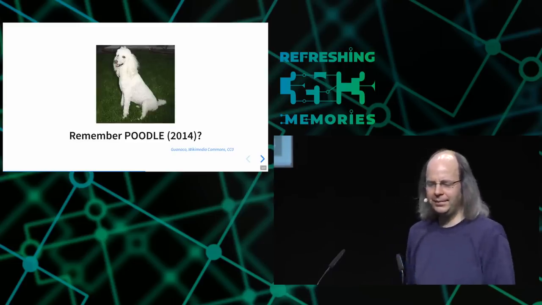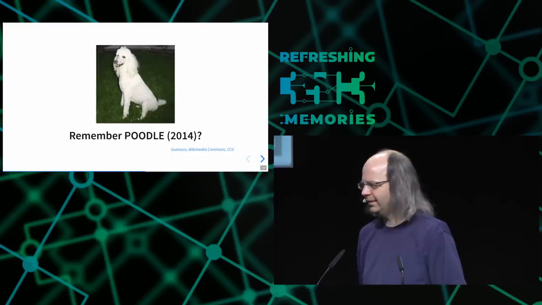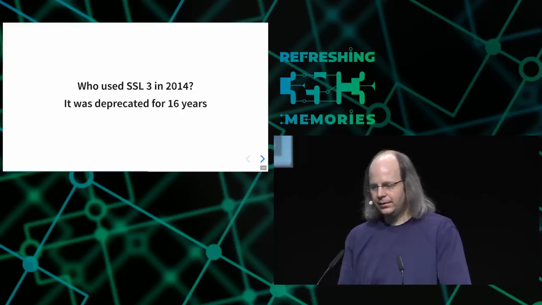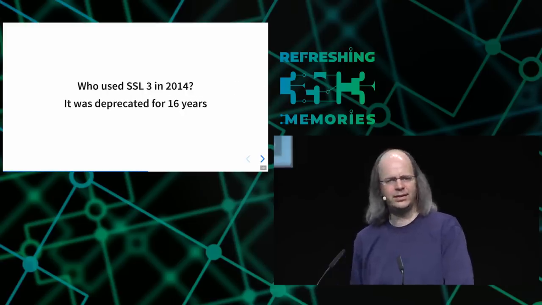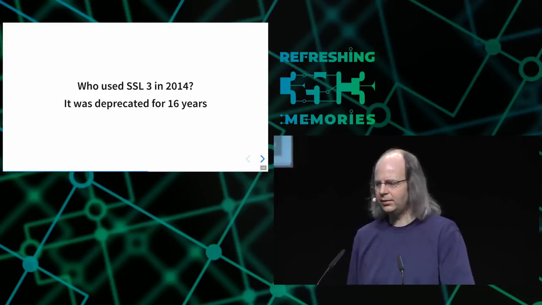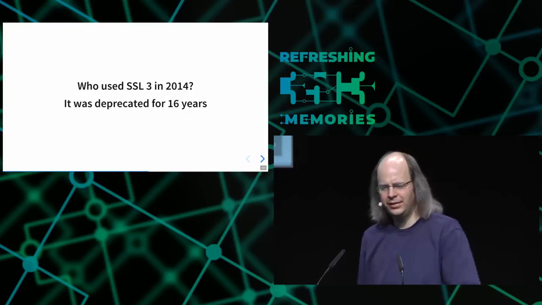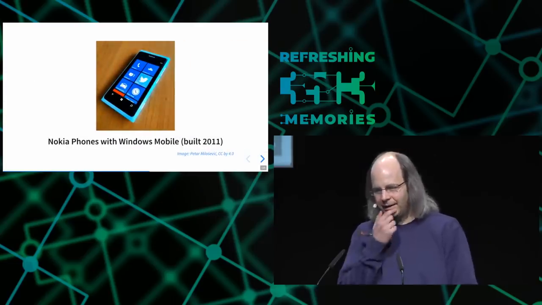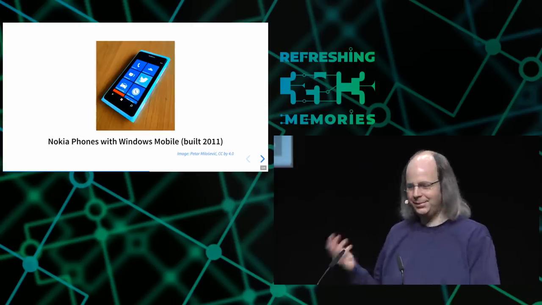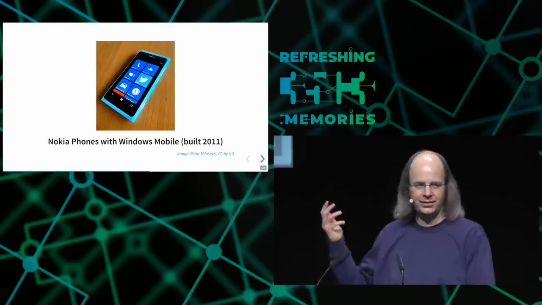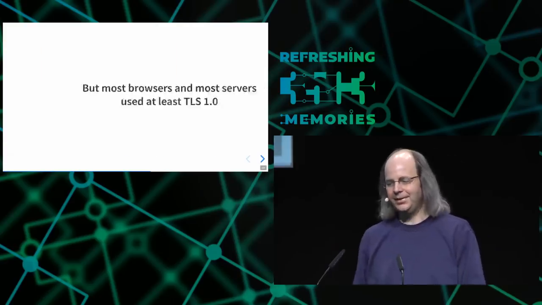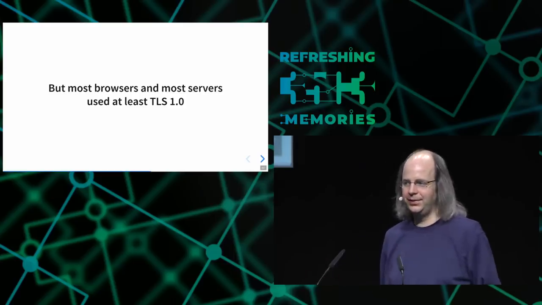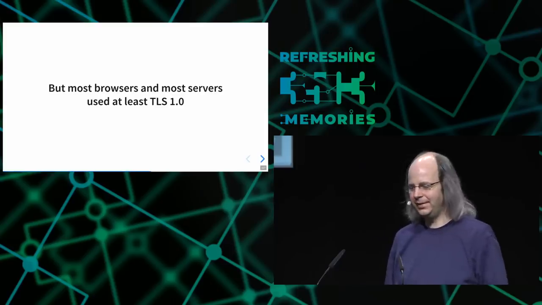Now, do you remember Poodle? I mentioned earlier there was this padding oracle in SSL version 3, which was discovered in 2014. So you may wonder, SSL version 3, which is from 1996, so that's really old, who uses that in 2014? It was deprecated for 16 years. I mean, who uses that? Okay, Windows Phone 7 used it, but on these Nokia phones, they also never got an update. But normal browsers and servers at least used TLS 1.0. I mean, they maybe didn't use TLS 1.2, but they used TLS 1.0.